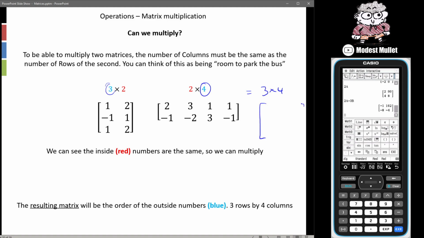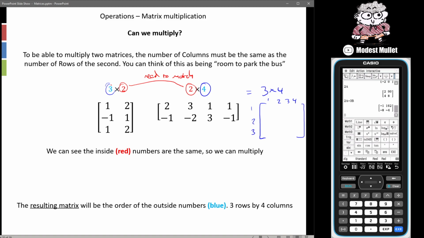So it's going to be that. Okay, so we have 1, 2, 3, 1, 2, 3, 4. So it's going to be quite a large matrix. That's going to be the answer. But will we actually be able to do that? Will we be able to make that 3 by 4, or will it actually exist? You need to look at these inside numbers, and these need to match to be able to actually do the multiplication.